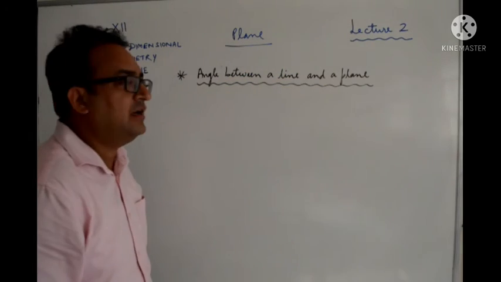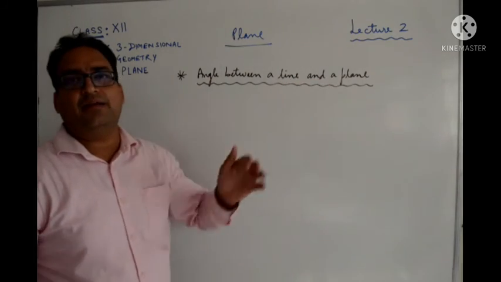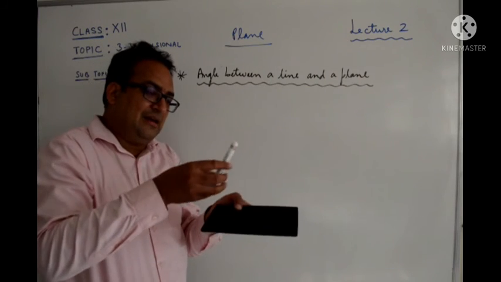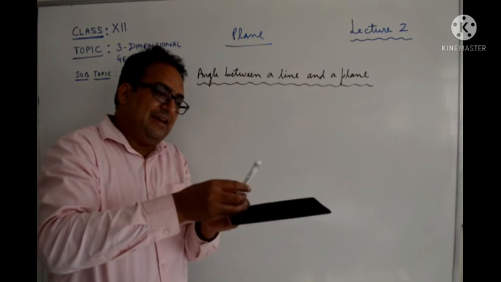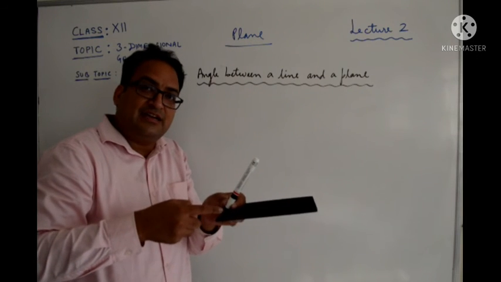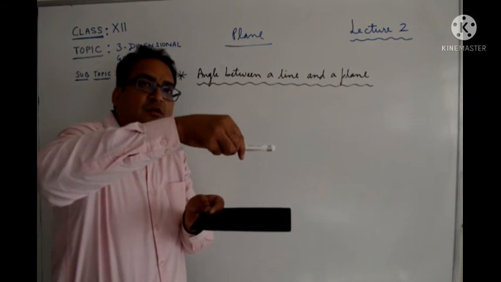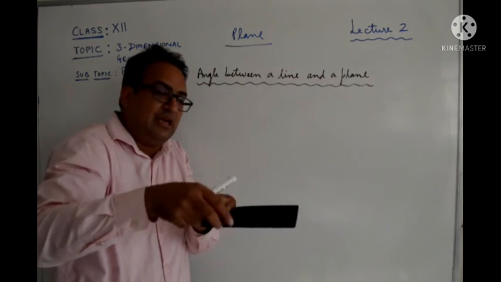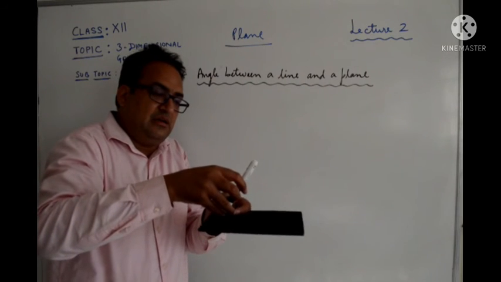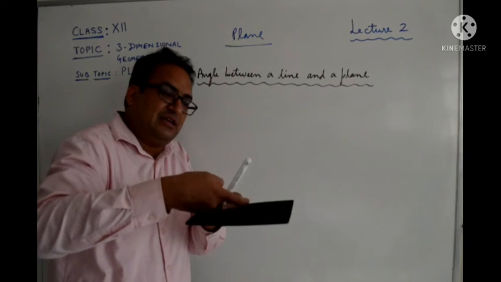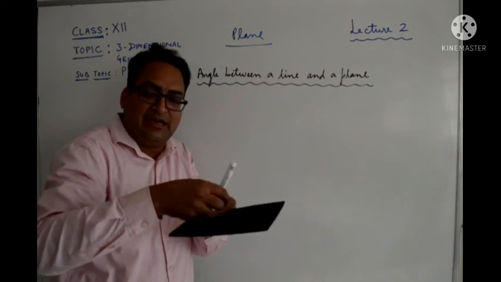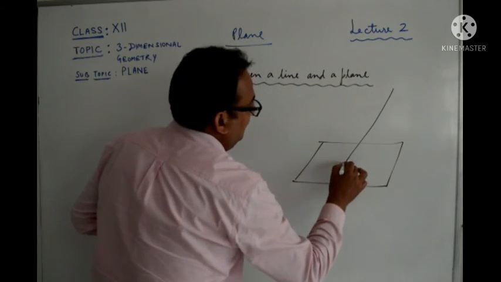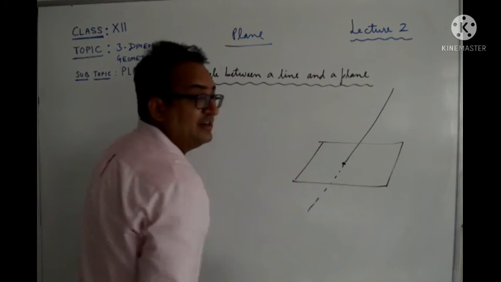The last article in NCERT is the angle between a line and a plane. For this, just imagine we have a plane and a line, and the line and plane intersect at a point. If the line is parallel to the plane, they will not intersect, but if a line and plane intersect, their intersection is a point. We are not talking about the intersection point, but we are interested in the angle between the line and the plane. I'll explain this. So we have this plane and this line, and this is the point of their intersection.